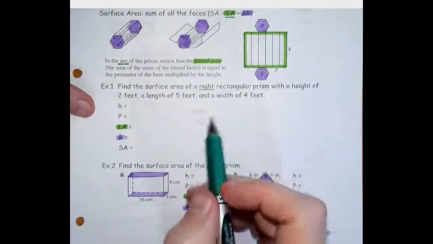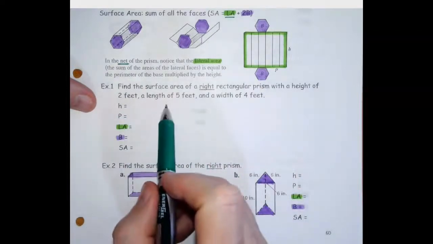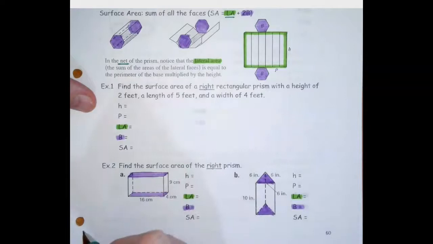So I don't know if that helps much, but we have a right rectangular prism with a height of 2 feet, a length of 5 feet, and a width of 4 feet.